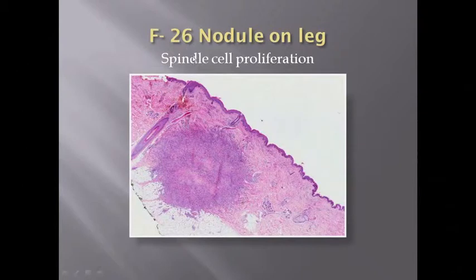Moving on, the next one is a youngish female of 26 years who presented with a nodule on the leg. Again, you see the epidermis, and you can see that it's a relatively circumscribed, but not quite a lesion in the dermis, but extending into the subcutaneous fat. Here you can see the inked margin at the bottom.